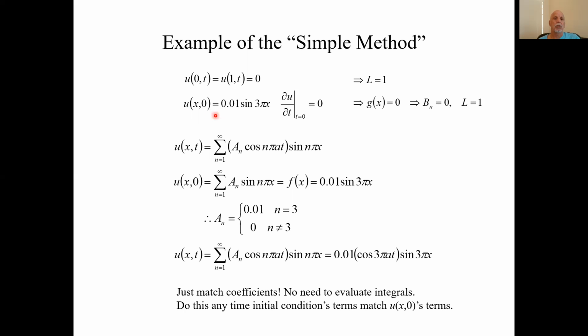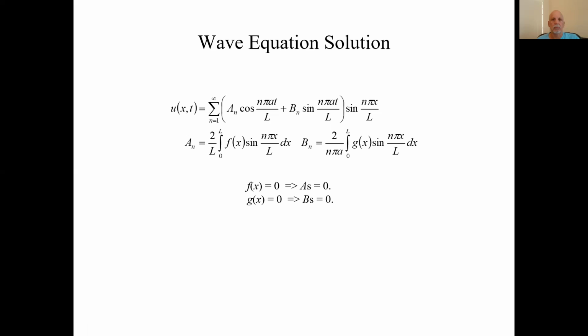We're given the initial displacement, which is this function here, and the initial velocity, which is the time derivative of u, the vertical displacement of the string, at time 0. It is 0. So the initial vertical velocity is 0. That means, go back to the formula, when this g of x is 0, all the b's are 0. So we're just left with this part.